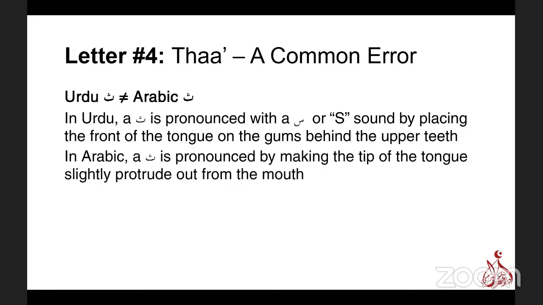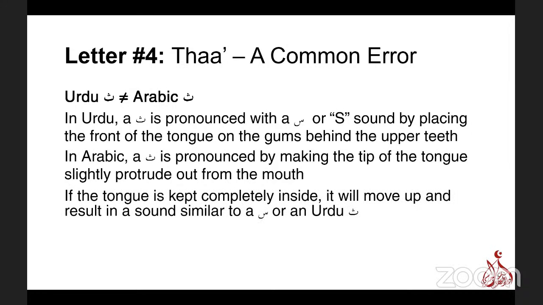In Arabic, a tha is pronounced by making the tip of the tongue slightly protrude out from the mouth. So the difference is, in Urdu, when you're saying a se, your tongue is actually inside your mouth. But in Arabic, when you pronounce a tha, the tongue is actually coming out. Very little, but it's actually coming out of your mouth. So it's almost like they're two completely different letters. To pronounce the Urdu se, your tongue has to be inside the mouth. And to pronounce the Arabic tha, your tongue has to be kind of outside of the mouth, and you have to be kind of biting on it. So those are two different letters.